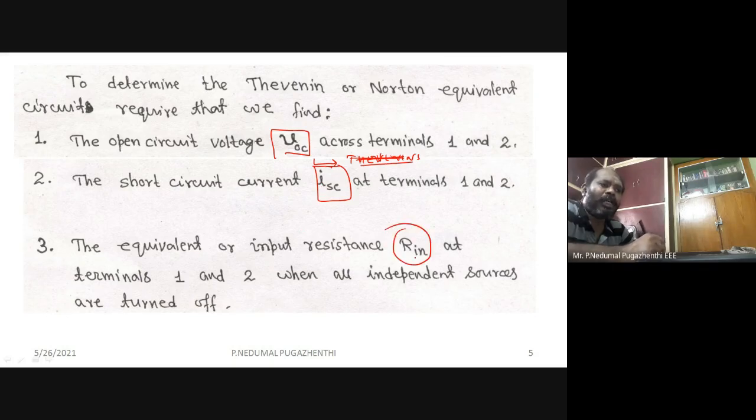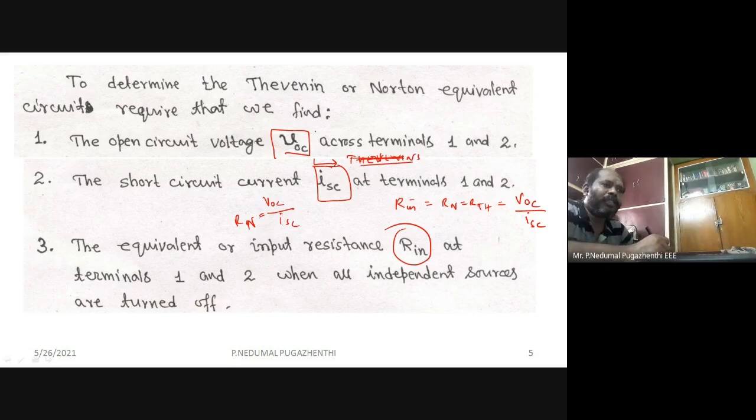So the equivalent or input resistance at terminals 1 and 2, when all the independent sources are turned off, we will try to find that. Or we will find the relationship between these two, which will also provide R_in, or R Thevenin, whatever it is. Here I can say R_in is equal to R_N, which is equal to R Thevenin, which is equal to open circuit voltage divided by short circuit current. This is the relation.